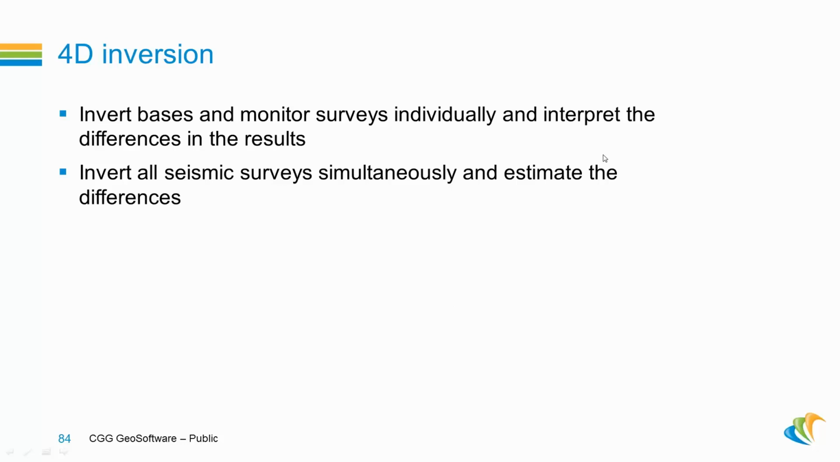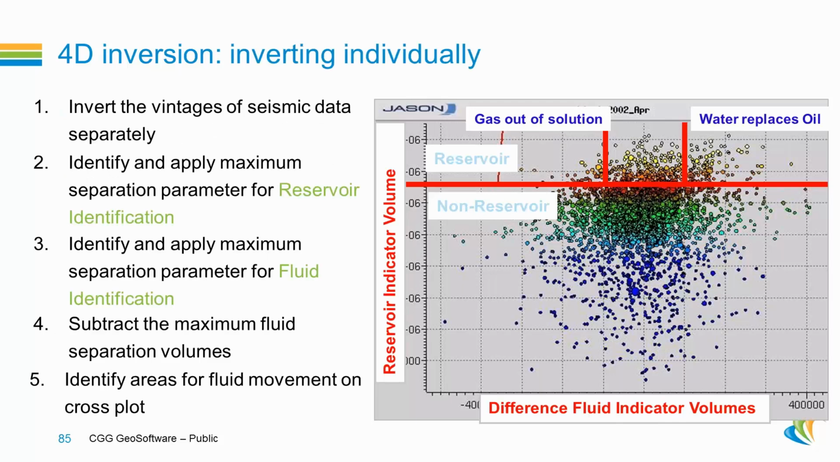So for the inversion, in this case, it could be based on inverting base and monitor surveys individually and interpreting the differences of the results, or inverting all seismic surveys simultaneously and estimating the differences. One example is shown here, inverting monitor surveys and the base survey separately, and finding the parameter which shows the fluid changes, which in this case, the difference in the acoustic impedance, was the indicator for the fluid changes.